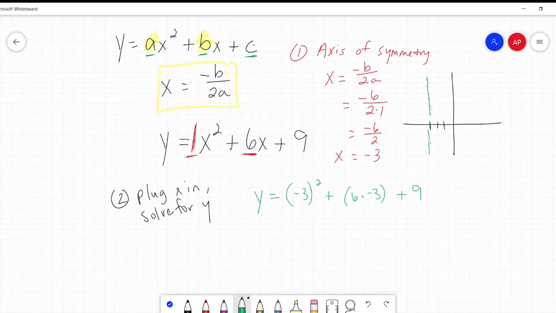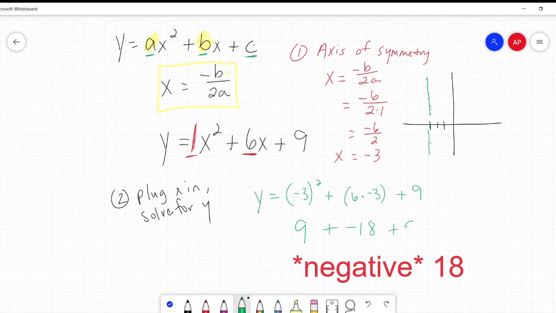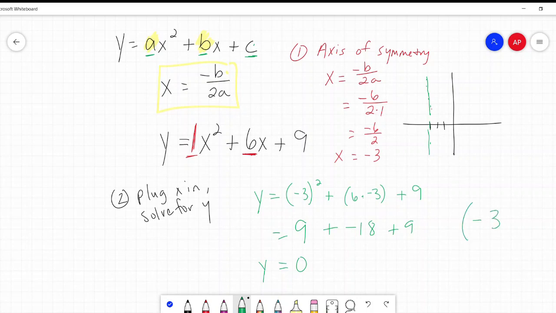Okay, so negative 3 squared is 9. 6 times negative 3 is negative 18. 9 plus negative 18 is negative 9. Negative 9 plus 9 is 0. So y equals 0. Now I know my vertex is negative 3, 0, which means it's right there. And there's my approximate of what it's going to look like.